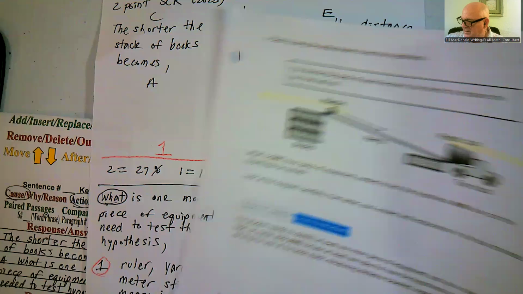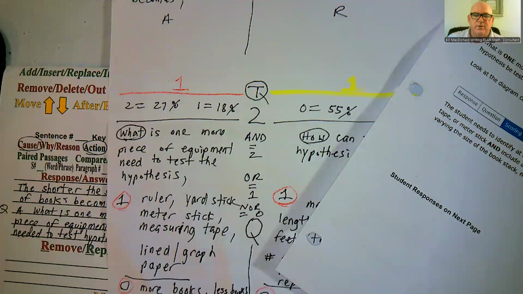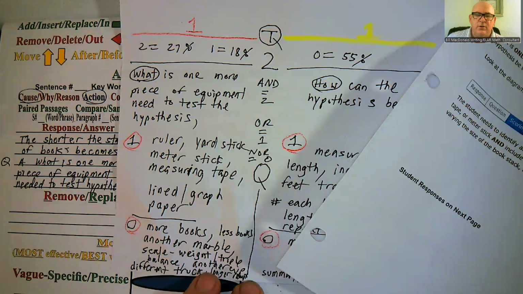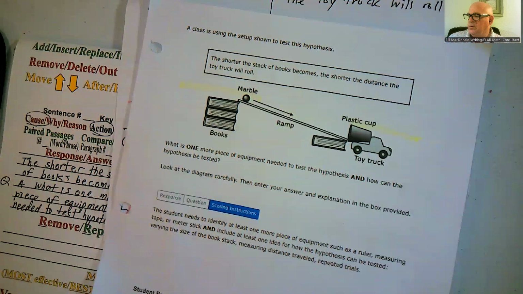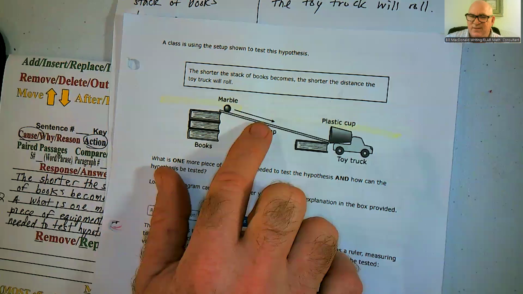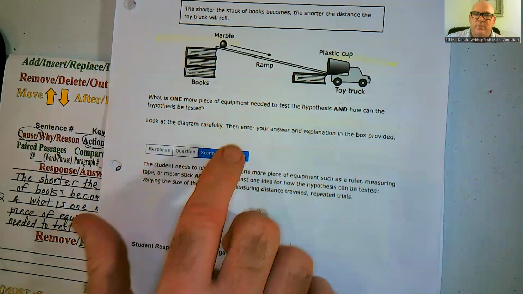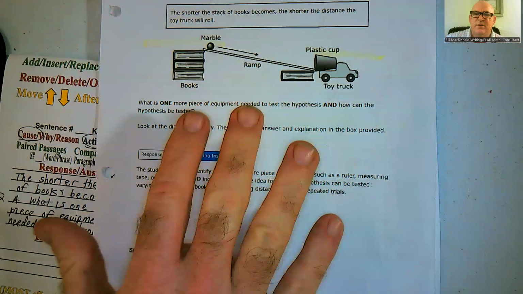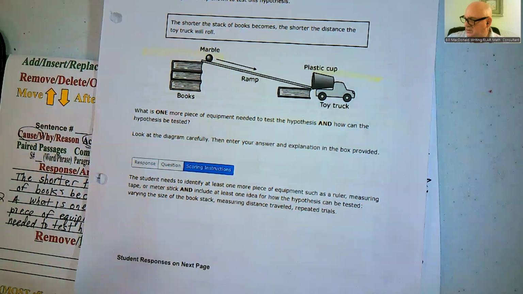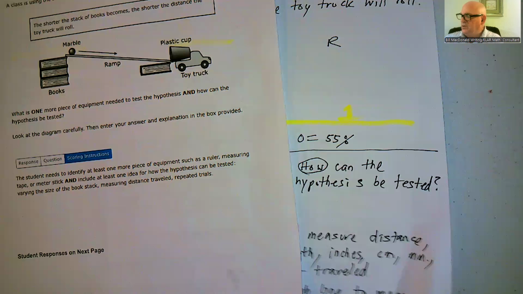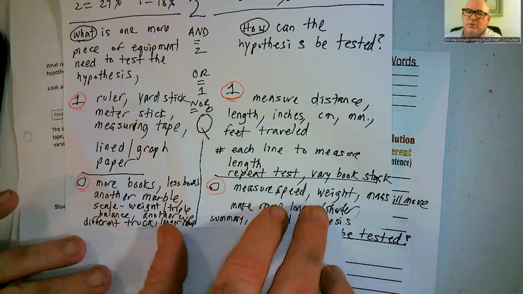So that's why this other one, this last one here, add a longer or a shorter ramp. Well, I've been given this ramp. So the only thing that we can add, the equipment, would have been some sort of measuring tool so we can measure distance. Okay?